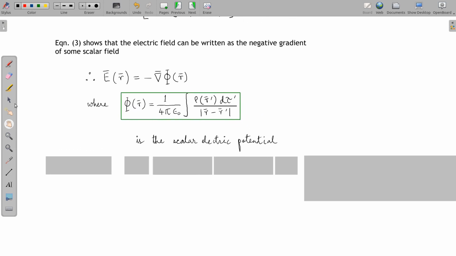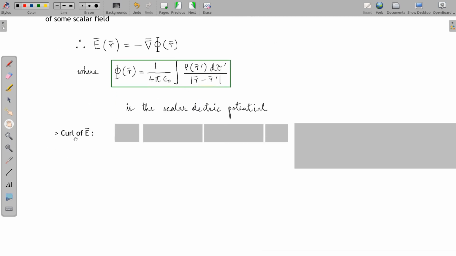Now once we get the scalar electric potential, we can go ahead and obtain the curl of the electric field. So what is the curl of the electric field? If I want to find it, I take the curl of the electric field and replace it with minus grad phi. So curl of minus grad phi.